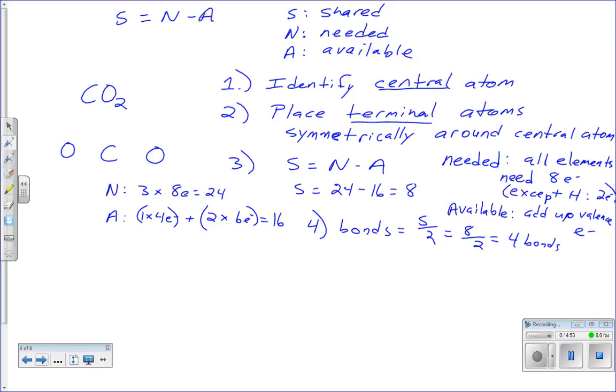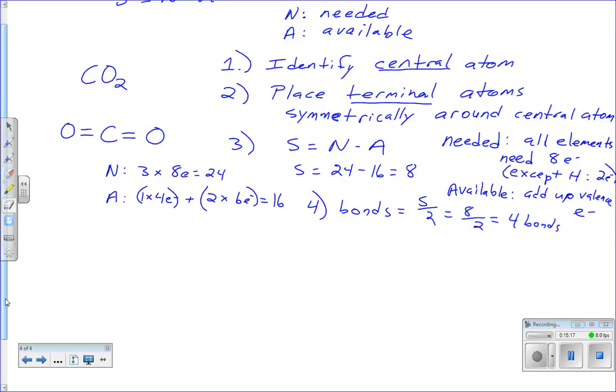So if each oxygen can make 2 bonds and the carbon can make up to 4 bonds, we need to put 4 bonds in here, but we only have 2 places to put them. So we put 2 on each side of the carbon, 2 bonds between the carbon and each oxygen. And there's our 4 bonds. So we place the bonds in there, basically symmetrically, paying attention to what elements can make how many bonds.